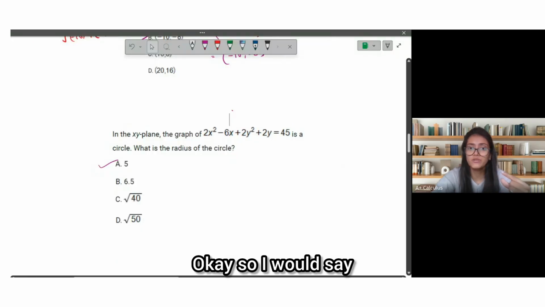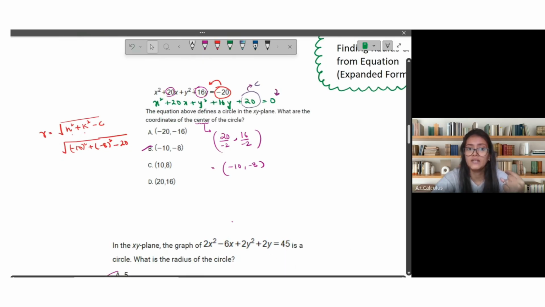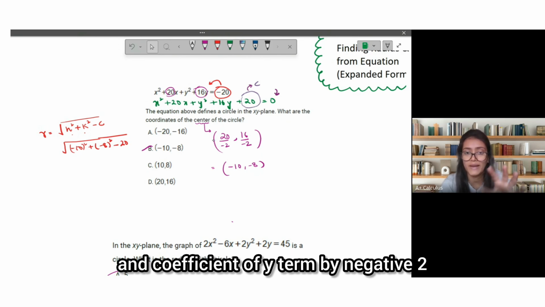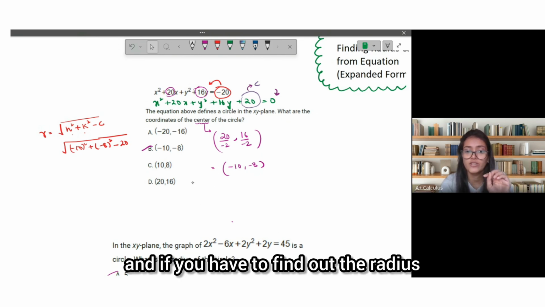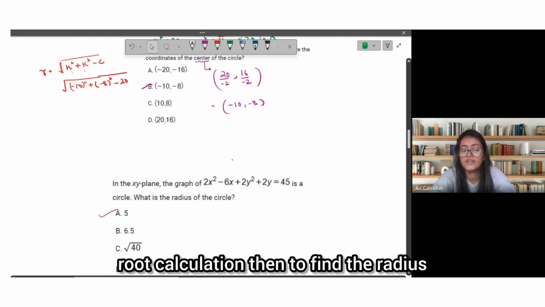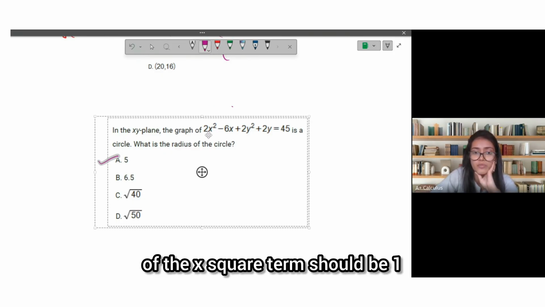So I would say that if you have to find out only the center, then you use this method, that divide the coefficient of x term and coefficient of y term by -2. And if you have to find out the radius and you don't want to do this ugly square root calculation, then to find out the radius, you can use DESMOS.